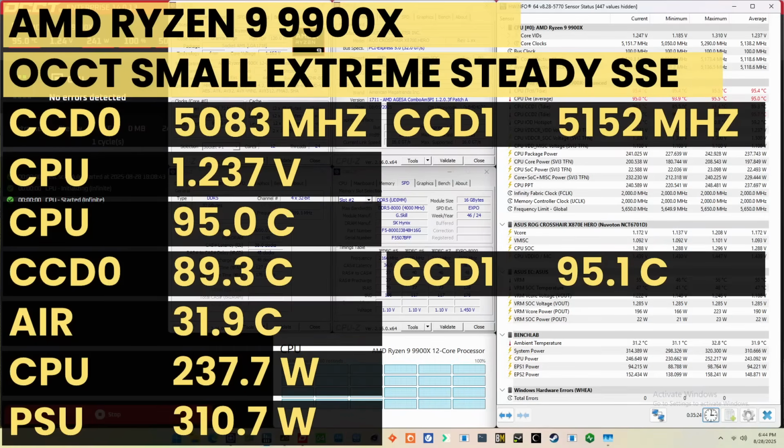When running the OCCT CPU SSE stability test, the average CPU CCD0 effective clock is 5083 MHz, and CCD1 effective clock is 5152 MHz with 1.237 volts. The average CPU temperature is 95 degrees Celsius. The average CPU package power is 237.7 watts.